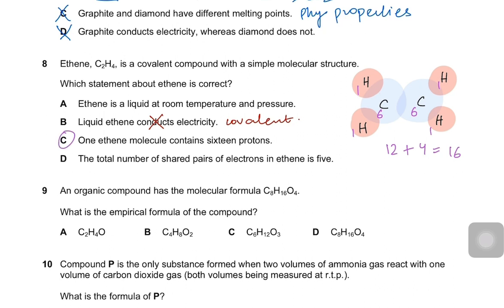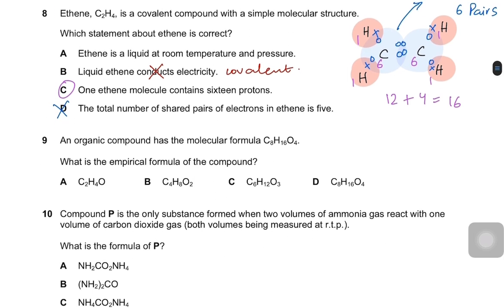The total number of shared pairs of electrons in ethene is 5. Let's find it out. There is a double bond between the carbon atoms and 4 single bonds between carbon and each hydrogen. So there is a total of 2 plus 4 pairs. Not 5 pairs, it is actually 6 pairs of electrons. 2 between the carbon atoms and 4 with the hydrogens. So statement D is also wrong.